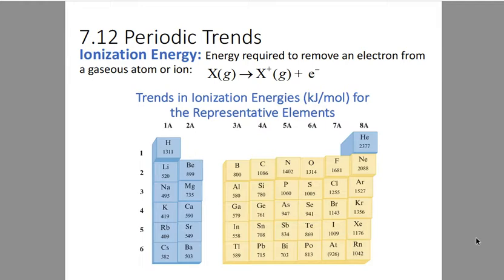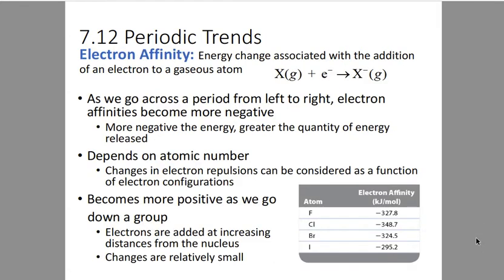So ionization energy, as we said, will increase as we go from left to right and decrease as we go from top to bottom. Electron affinity is another periodic trend that we're going to look at, and this is the energy associated with the addition of an electron. So this would be forming an anion. Electron ionization energy is the loss of an electron or the formation of a cation. Electron affinity is the formation of an anion or the addition of an electron.